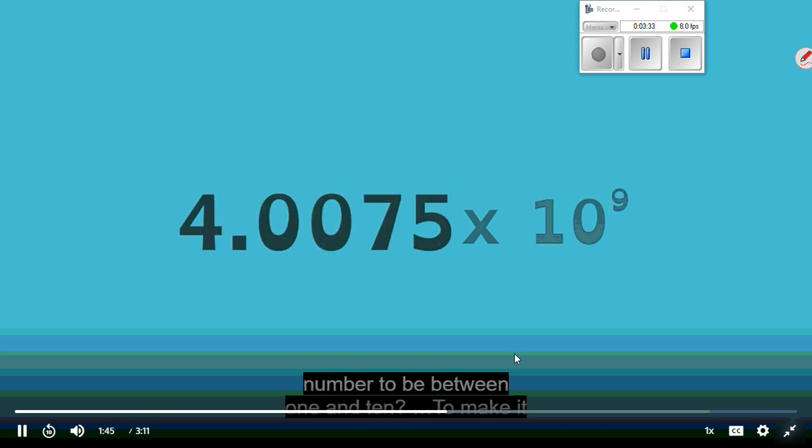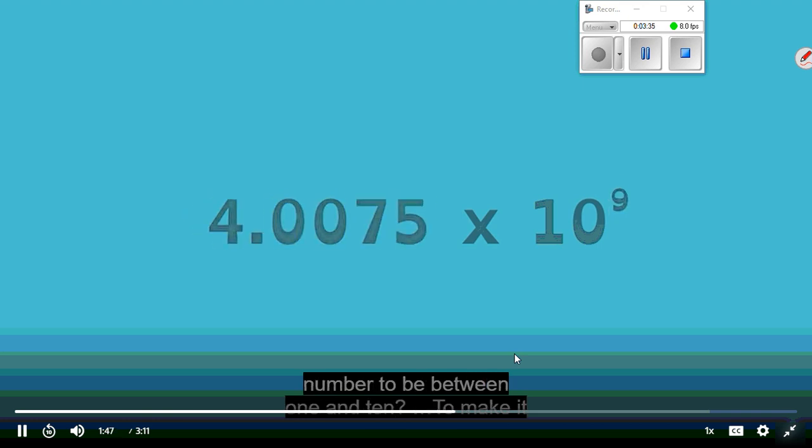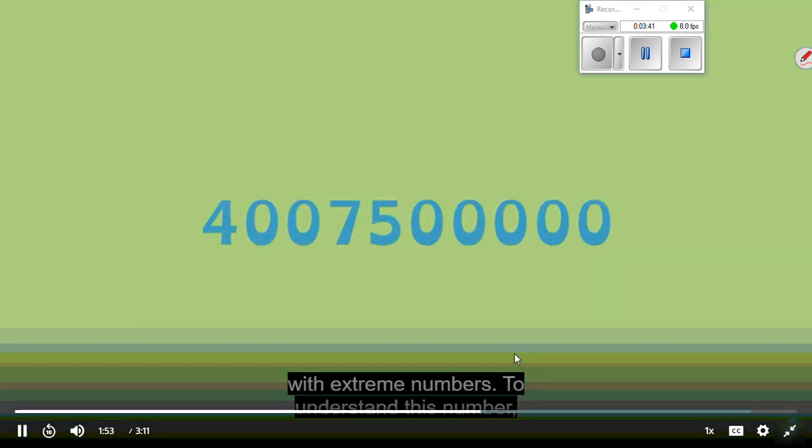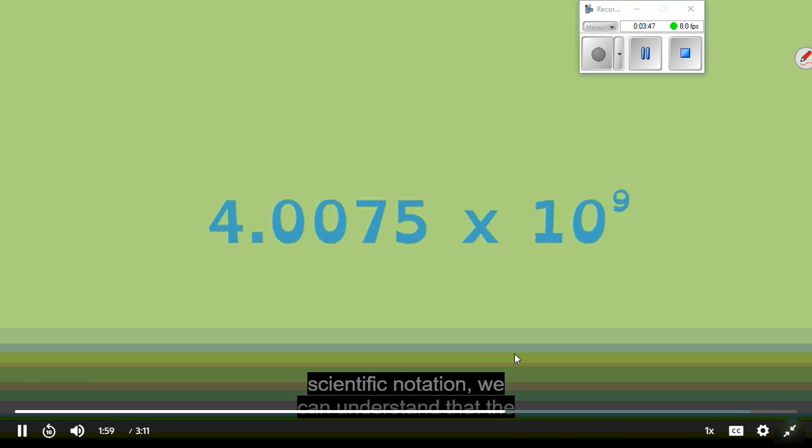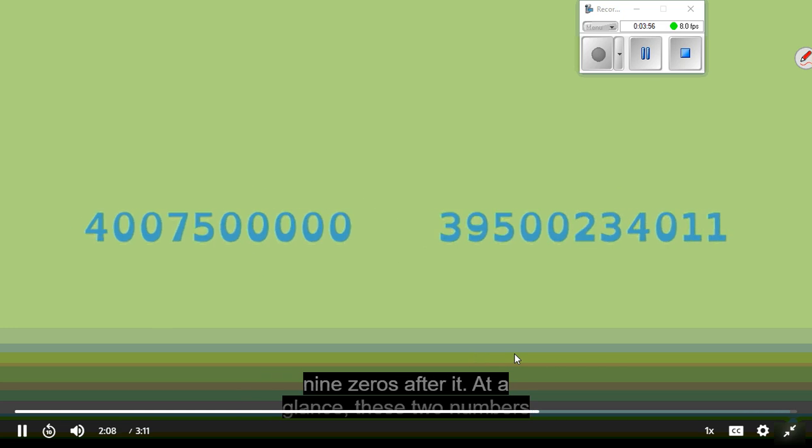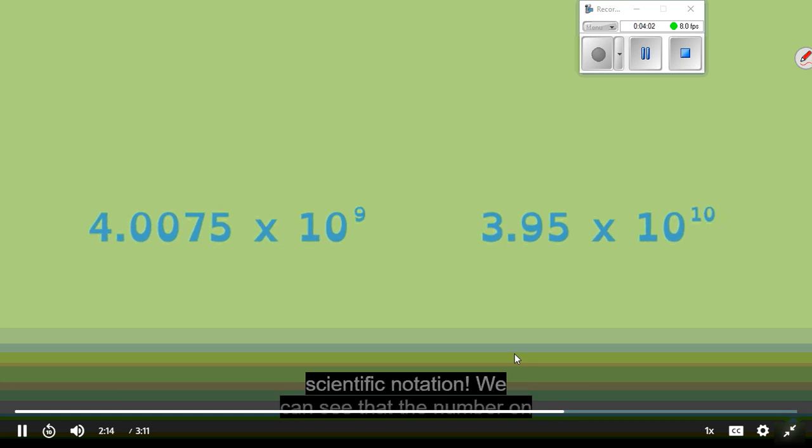Why do we need this number to be between 1 and 10? To make it easier to understand, compare, and do arithmetic with extreme numbers. To understand this number, you have to count up all the places to see if it goes to the millions, billions, or higher. In scientific notation, we can understand that the value of the number is approximately 4 with 9 zeros after it. At a glance, these two numbers look like they're almost the same. To know for sure, you can count the digits, or you can use scientific notation.